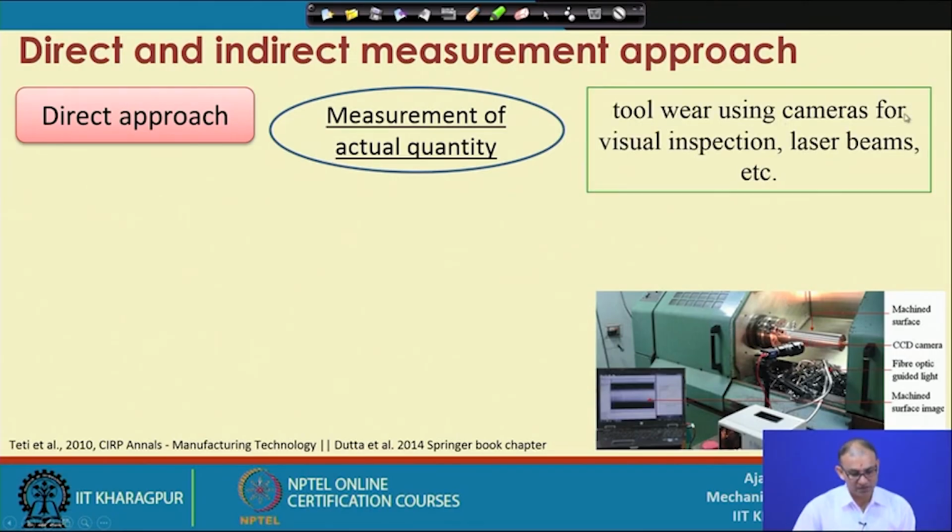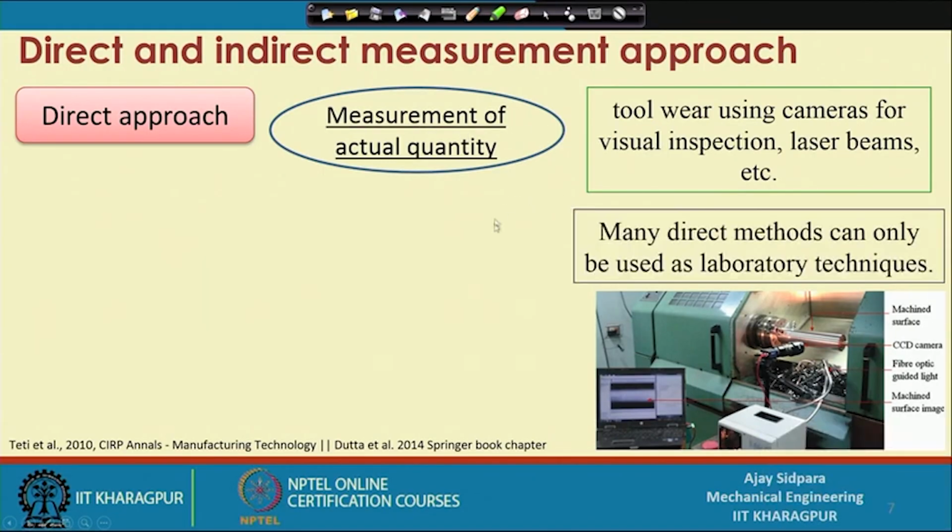Right. So, we are using a camera for visual inspection, a laser beam etc. for placement accuracy and everything. These are called the direct approach, because you are measuring directly what is your intention. But what is the problem?